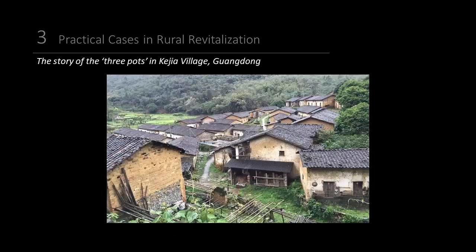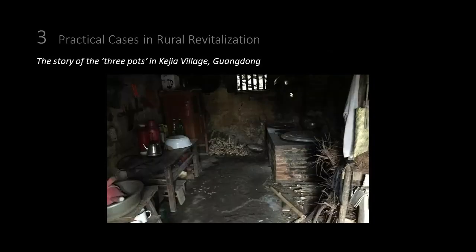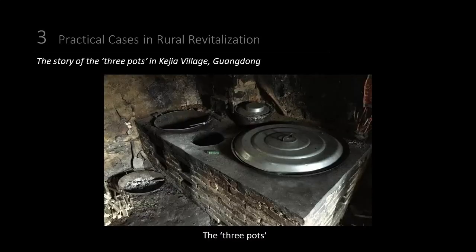The next story is called the story of the 3 pots, in a village in Guangdong where they have a very special Kejia culture. It is a typical kitchen in the village, and these are the 3 pots. They are very important in Kejia people's kitchens, representing different functions at different times. The largest pot is for boiling water for bath. The middle one is used when there are guests and during festivals, and the smallest one is for daily use.